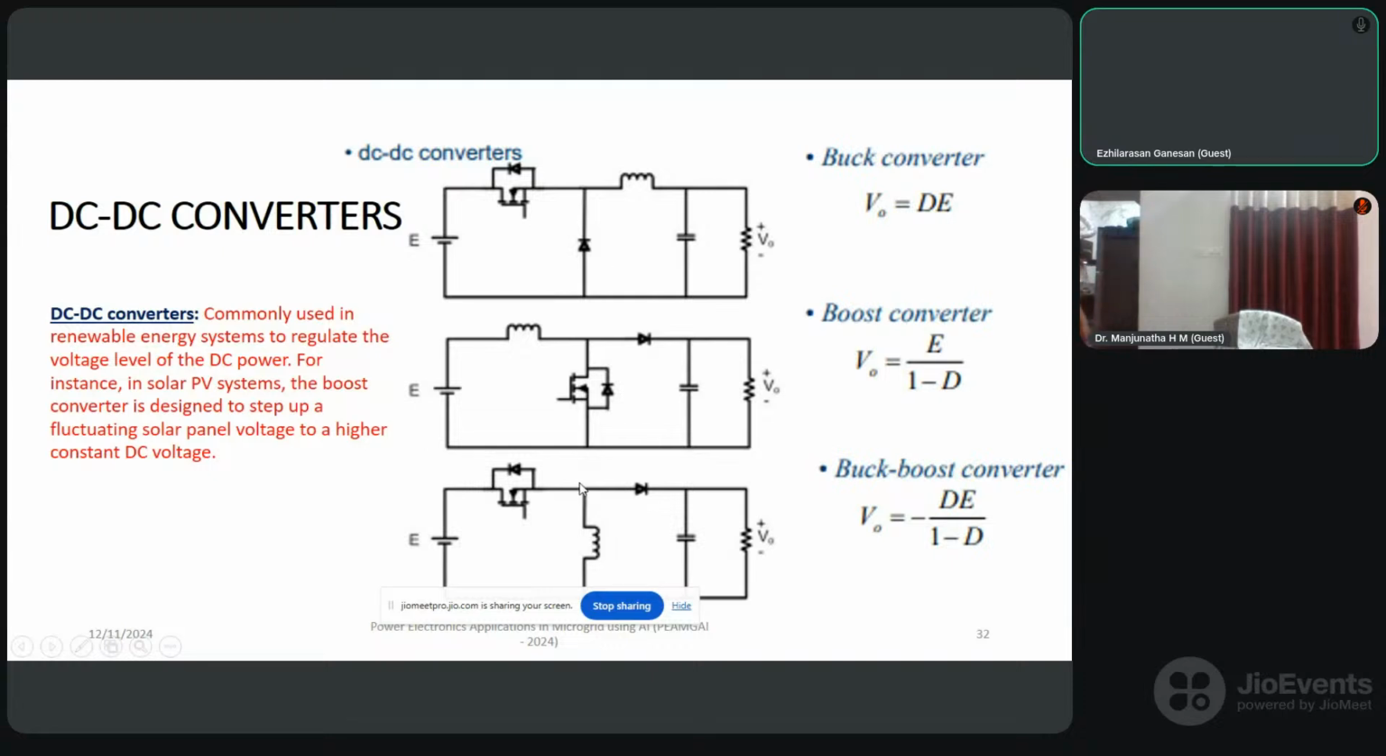This configuration can also be called a DC transformer. Buck converter is similar to a step down transformer, boost converter is similar to a step up transformer. We don't have a step up, step down configuration in a transformer unless we have tap changing. If we have a tap changing transformer, then we can have a buck boost configuration also.